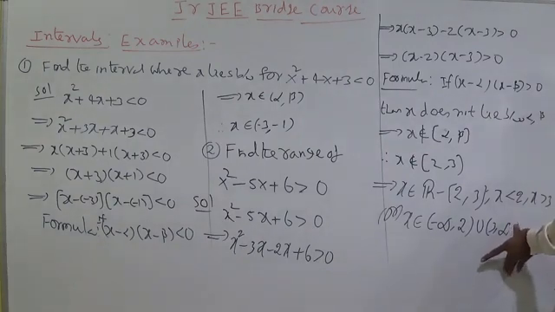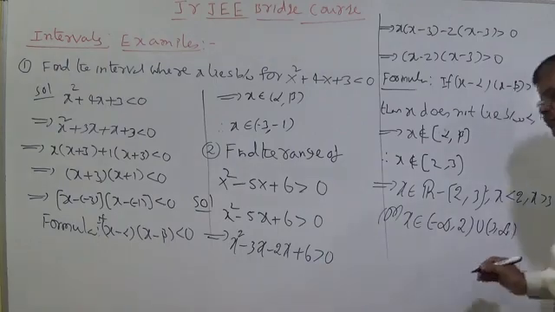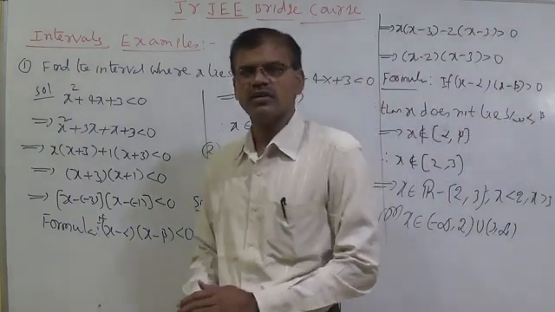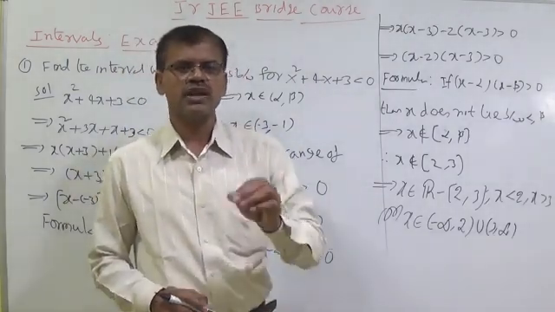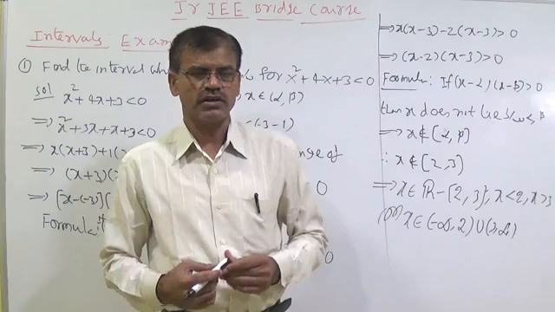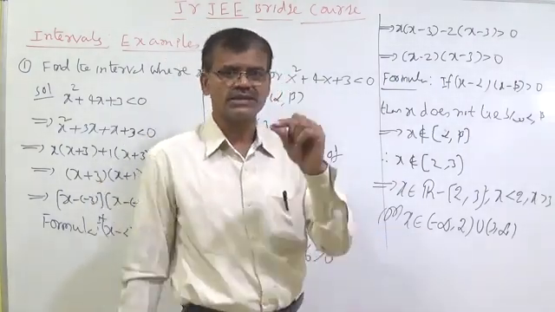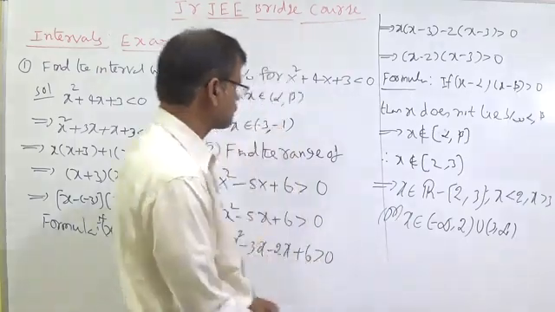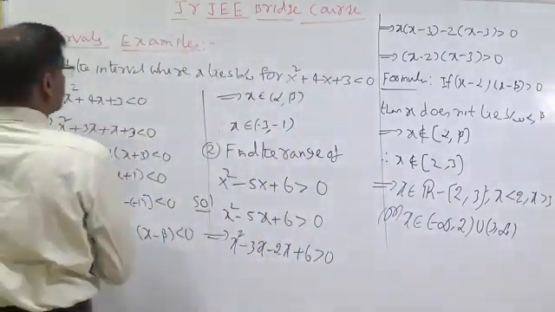intervals. No need to get confused about infinity. Infinity means not defined. It is not at all a defined value. That is why you never put a closed interval for infinity or minus infinity. You should always put only an open interval, meaning a general bracket, for infinity, whether it is minus infinity or plus infinity.